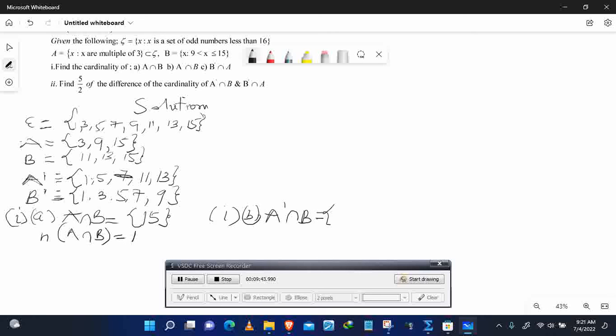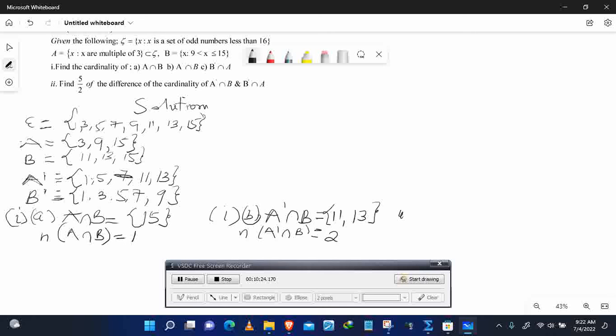So that being said, we have A complement, which is this, we said 11, and then we ask ourselves, is 13 here? Yes, 13 can be found. So let's write that there. Okay, so we are done then. The next thing for us to find is the cardinality. How many elements do we see here? That's two. So we write two. So that's our answer for I B.